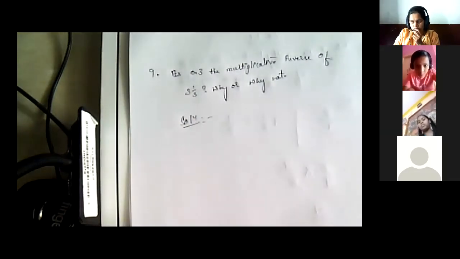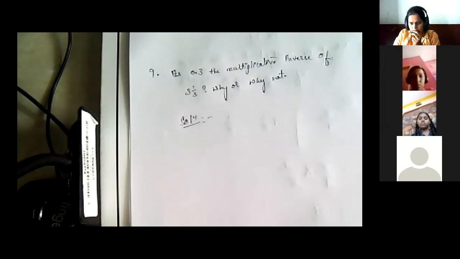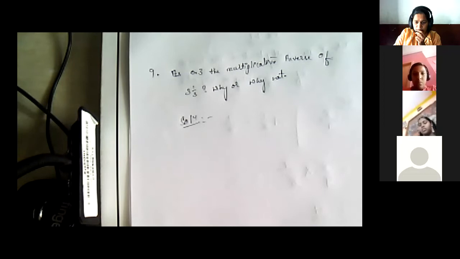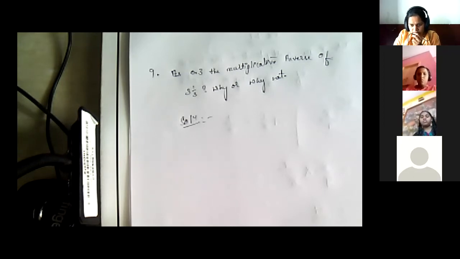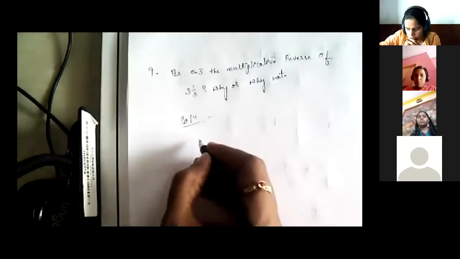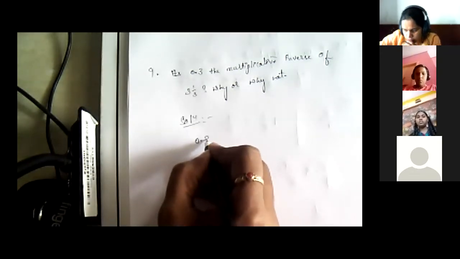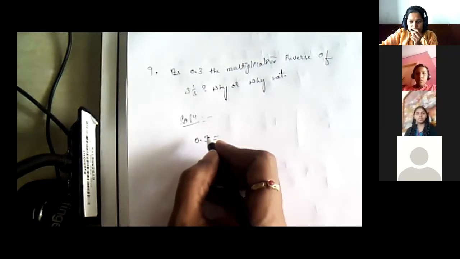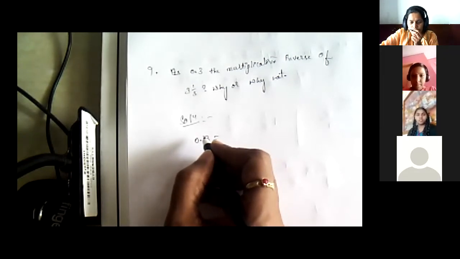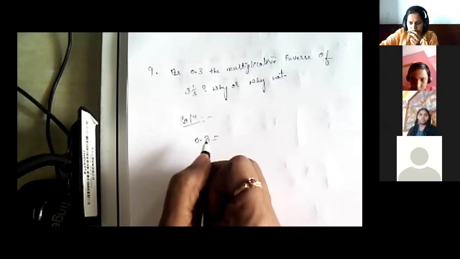So recall conversion of decimal. In the first question we converted a mixed fraction into an improper fraction. Now it's in decimal form. We'll check. We'll convert decimal to a fraction. So how to write decimal as a fraction? 0.3, how can we write it as a fraction? How to write 0.3 in fractions?